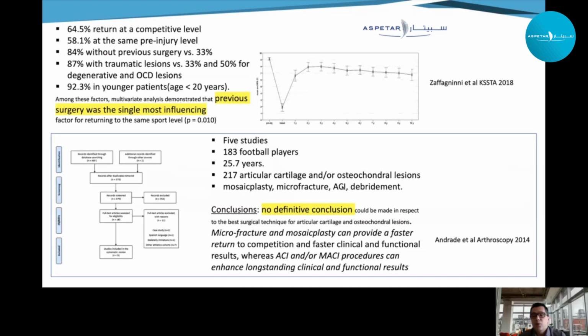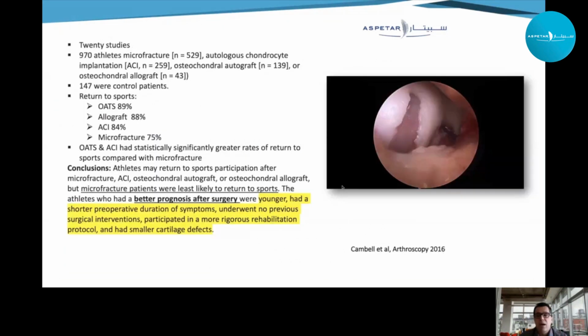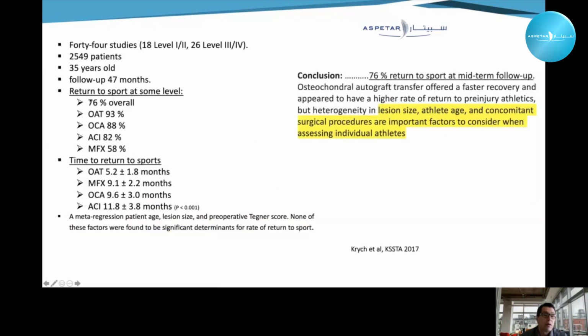And if you search a little bit deeper, you can see that there are some parameters that need to be taken into account. For example, if the patient is young, if there are traumatic lesions, and I will summarize this after these two very good systematic reviews, that give us very good results in terms of return to sports for all techniques. And in this one, 76% overall return to sport at same level, with better results for osteochondral transfer and ACI, of course, not necessarily with the microfractures.